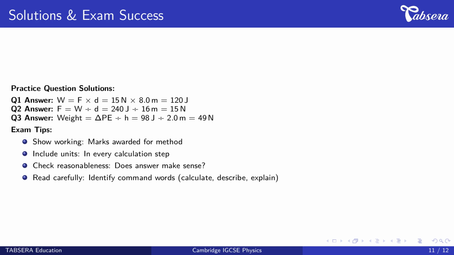Now, exam success tips. First, always show your working. Even if the final answer is wrong, you earn marks for correct method. Second, include units in every step of calculation. This prevents unit errors and shows understanding. Third, check if your answer is reasonable. If you calculate negative work for lifting an object, something is wrong.